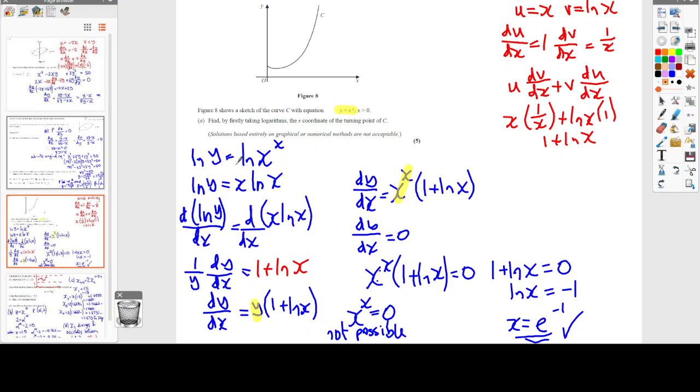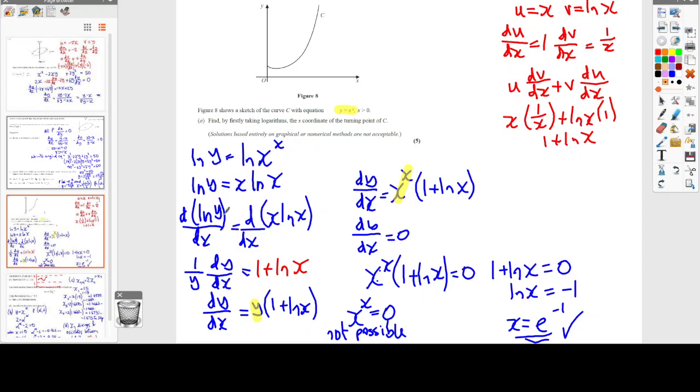So ln y equals ln x to the power of x. And obviously power rule, the x comes to the front. Now for the stationary point, we're going to have to differentiate this and later on set it equal to 0. So we're going to differentiate both. And again, this is implicit differentiation.